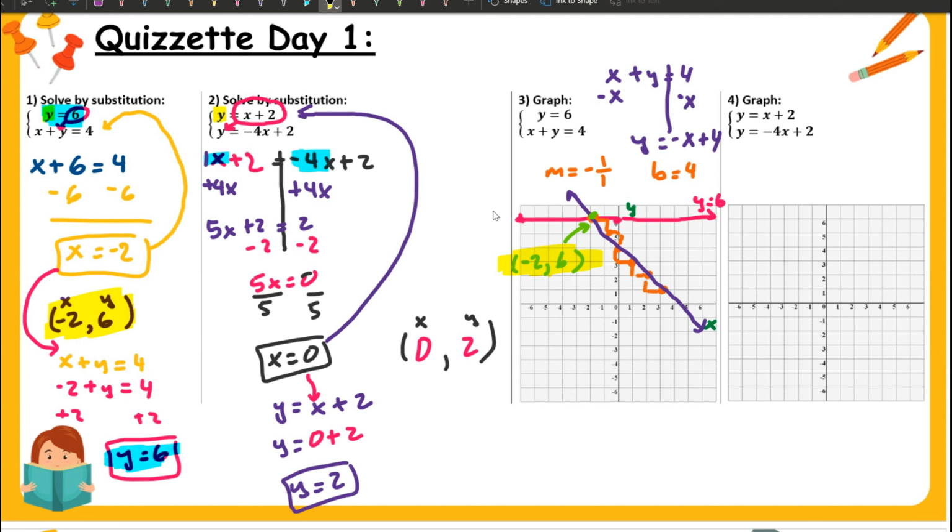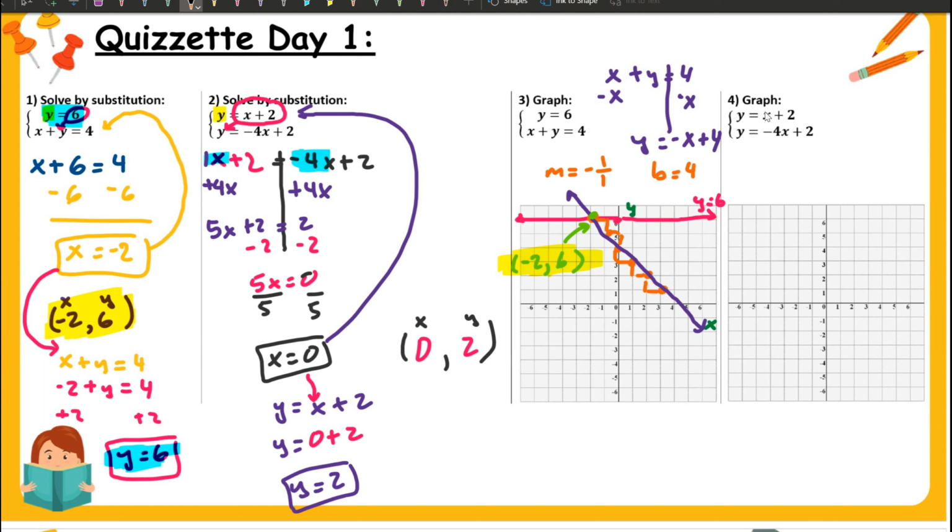Now, hopefully this shows you that whichever method you use to solve the system, you will have the same answer. Which means on the test or quiz, if you want to do both methods to check your answer, you can.